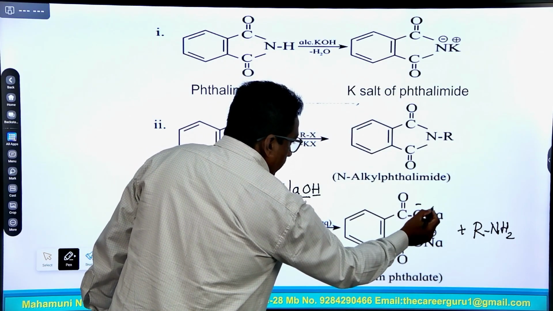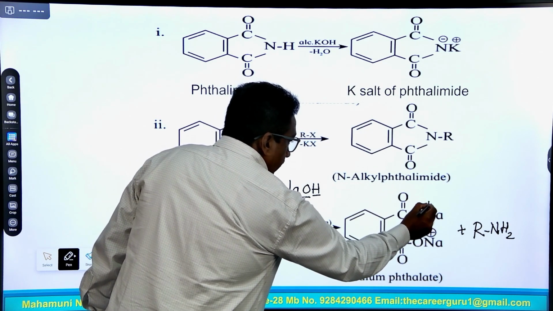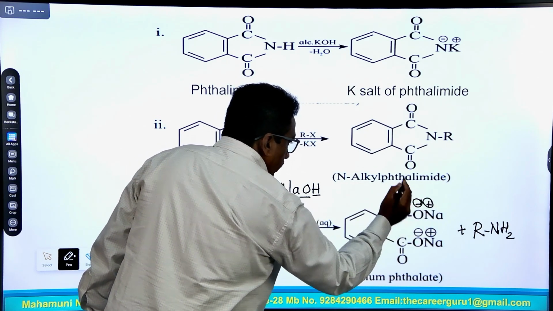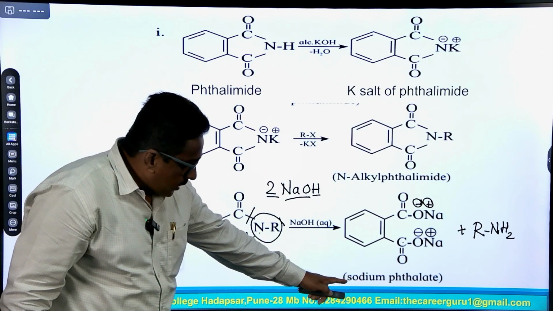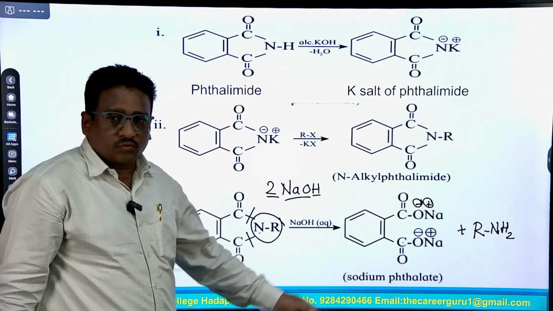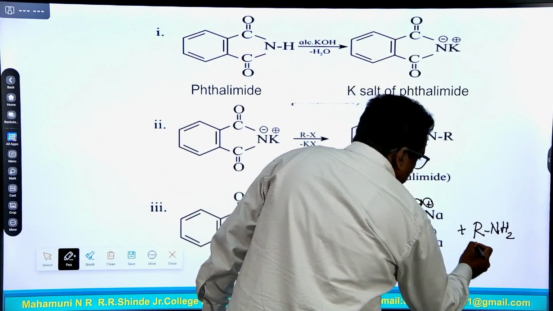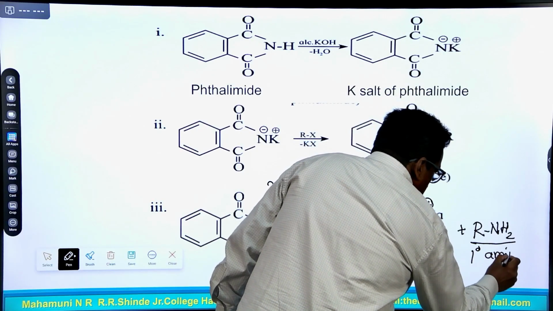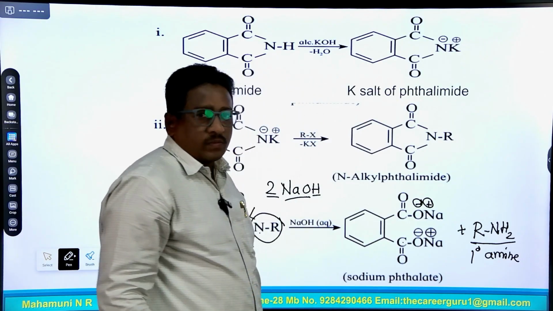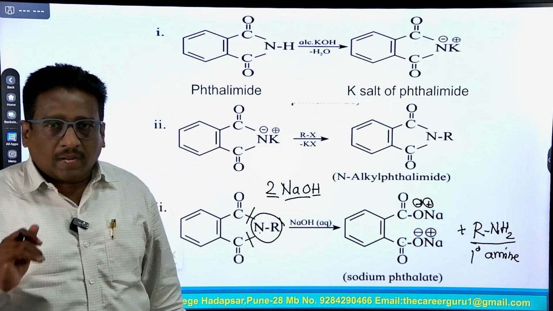The oxygen atom has a negative charge and the sodium atom has a positive charge, and this is sodium phthalate. So, it is a sodium salt of phthalic acid, and the actual product is primary amine. So, this Gabriel phthalimide synthesis is only for the preparation of primary amine.